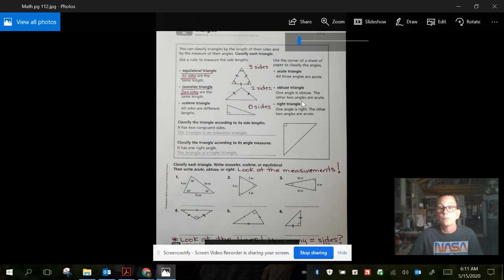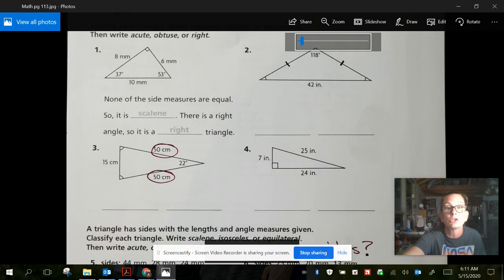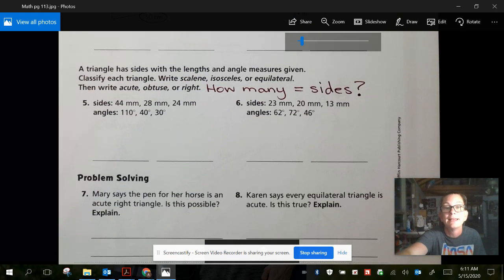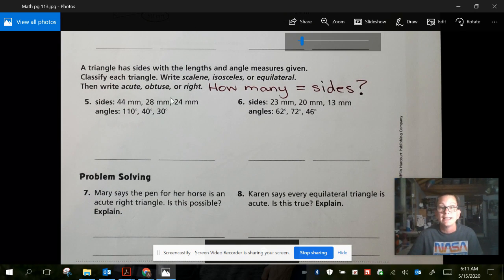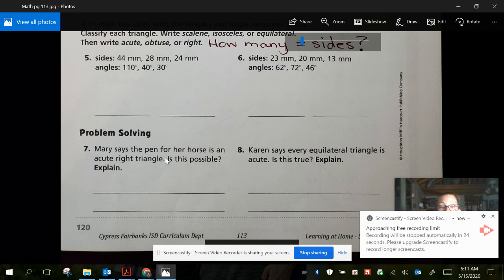Okay, so moving on to page 113, it's very similar. You are looking at 1, 2, 3, and 4, doing the same thing that you just did. And then this one, it's the same thing, but it's just giving you measurements. Go back to number 1 if you don't understand. And then we have our problem solving. I need you to explain these, okay? If you have any questions, always reach out to me.